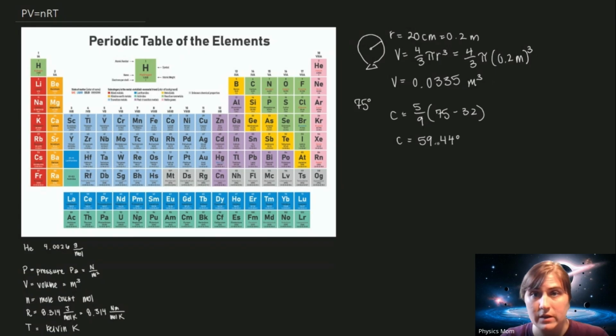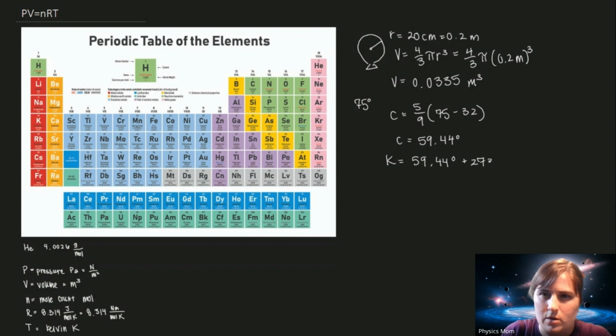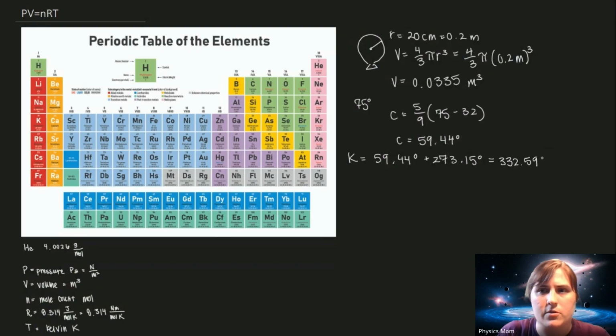You'll notice this is in Celsius. I actually want Kelvin, but Celsius to Kelvin is a very simple conversion. Kelvin is just going to equal the Celsius plus 273.15 degrees. So we're going to do 59.44 plus 273.15, and that's going to give me my Kelvin. I get standard room temperature, 332.59 degrees Kelvin. So that's going to be the temperature of our essentially balloon full of helium.